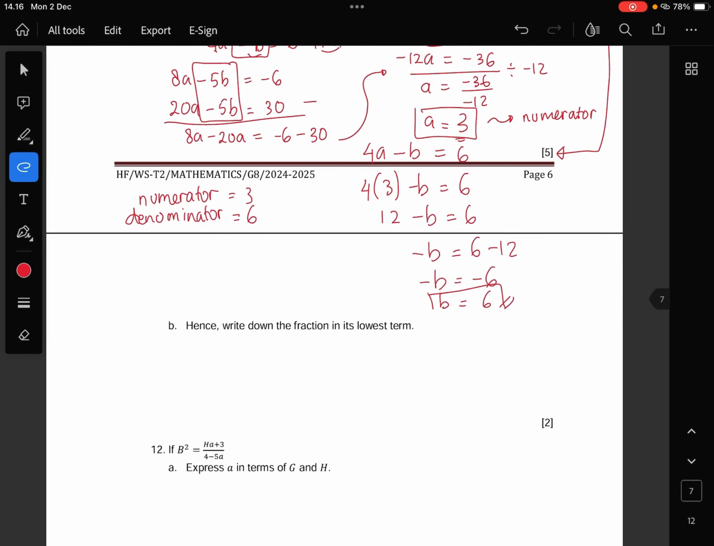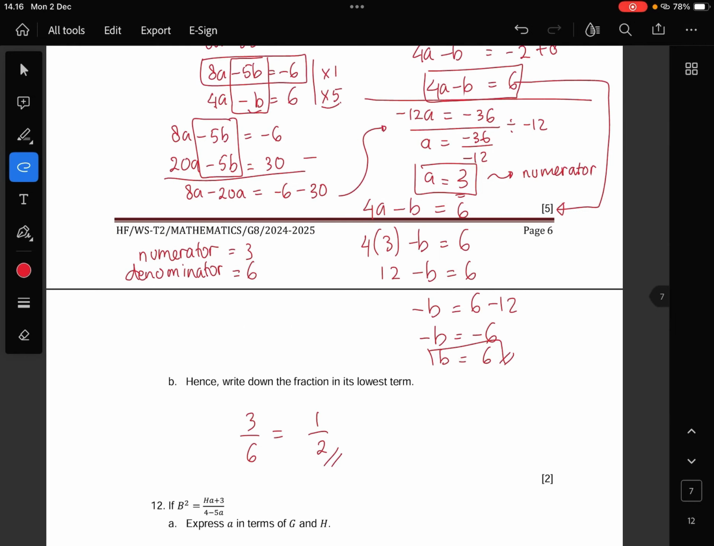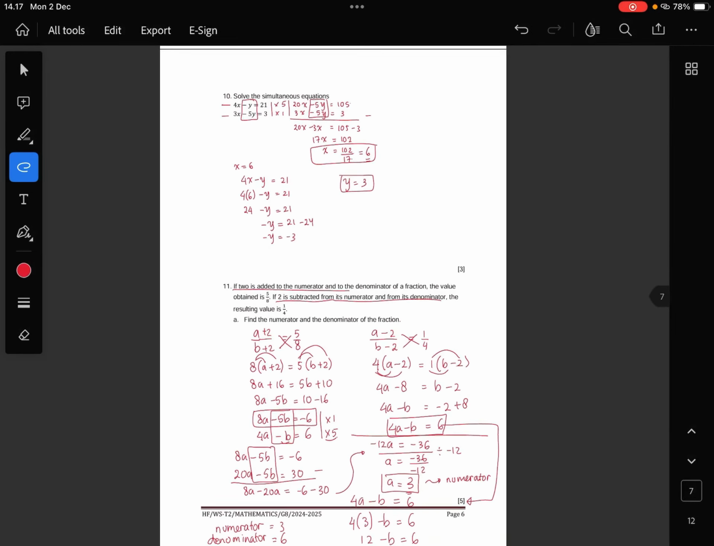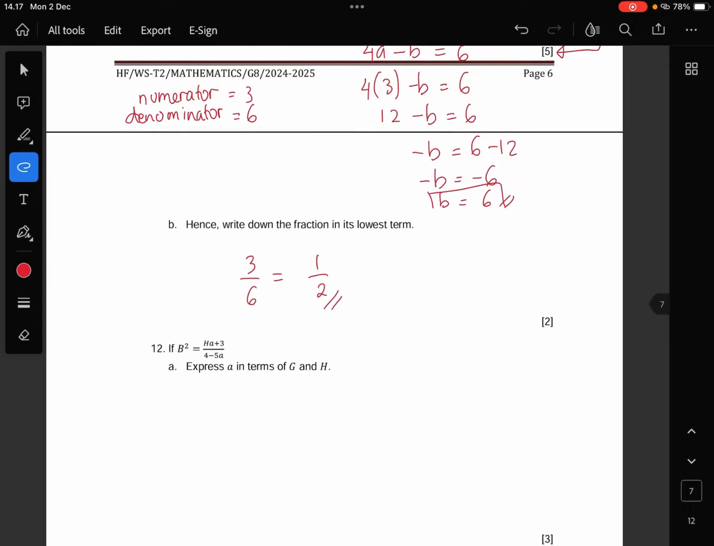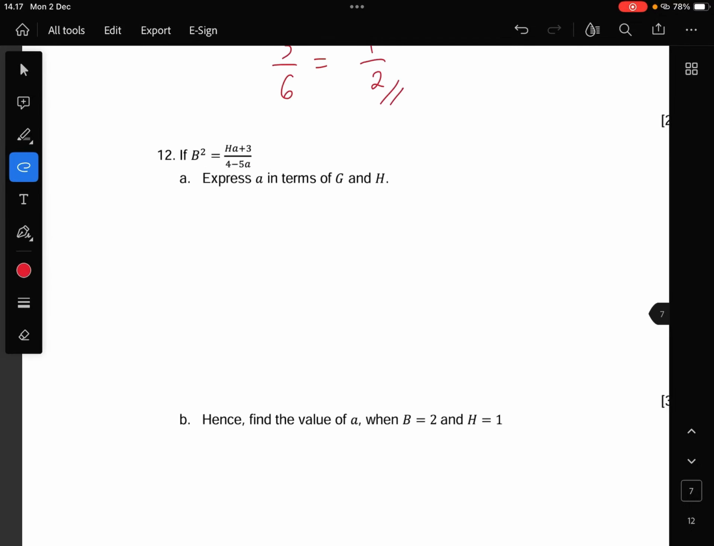Hence, write down the fraction in the lowest terms. Okay, numerator is 3, denominator is 6. In the lowest terms, you will have a half. Done, everyone. Can we continue? Okay, now let's continue with number 12 here.